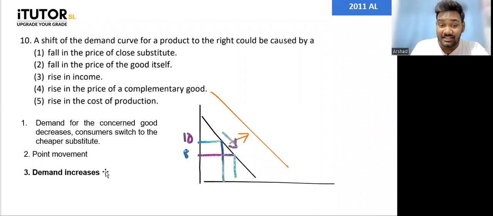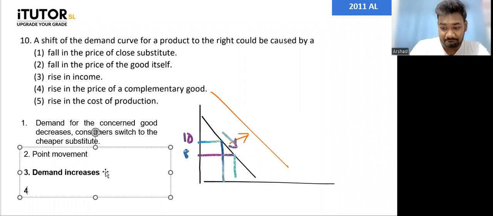A rise in the price of the complementary good. Okay, let's try to connect this to a practical situation. Can you all give me a complementary good for these classes, for online classes? Yes, an increase in nominal income is a shift in demand. What do you think, guys? A complementary good for these classes? Okay, maybe mobile phones and laptops, data.